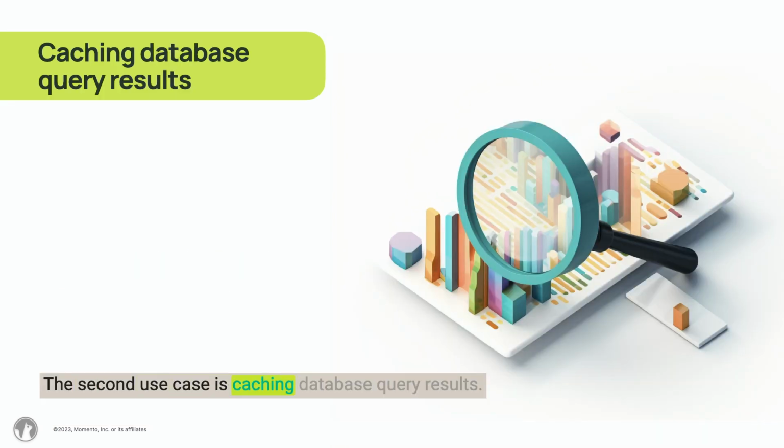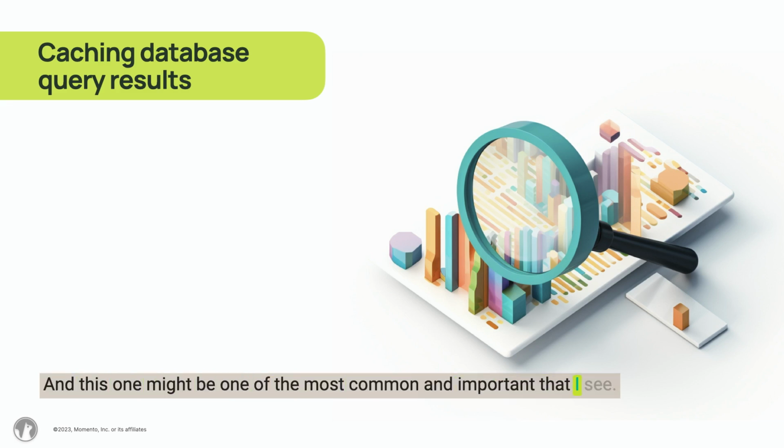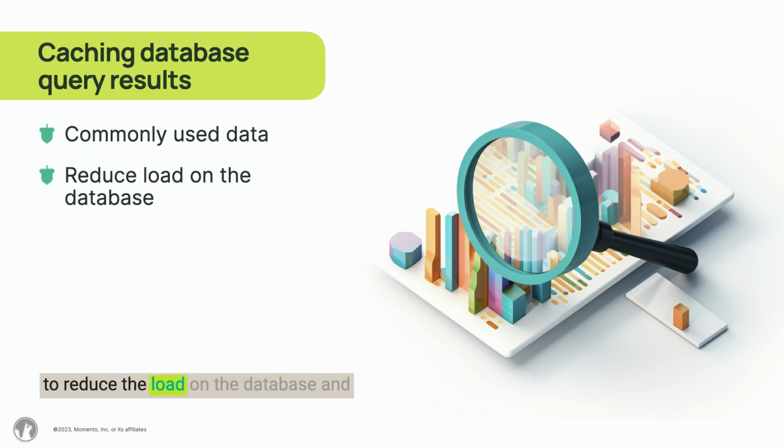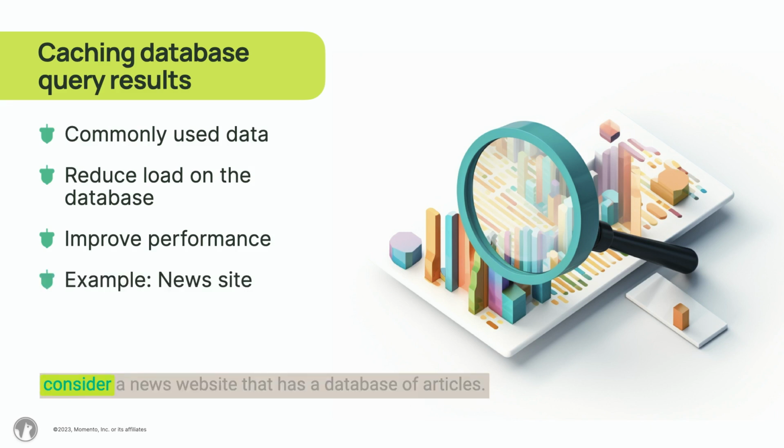If it has, the cached response can be returned immediately without calling the API again. The second use case is caching database query results, and this one might be one of the most common and important that I see. This is where you cache commonly used data to reduce the load on the database and improve application performance.